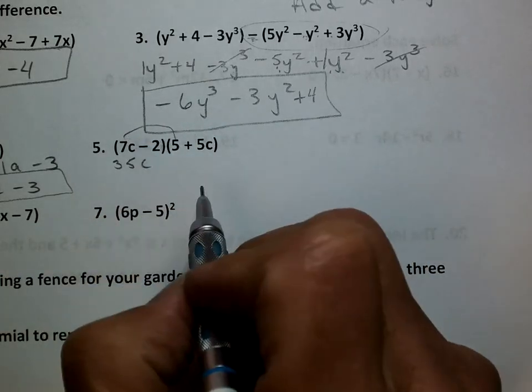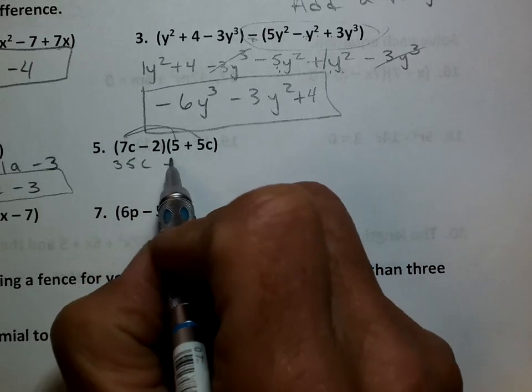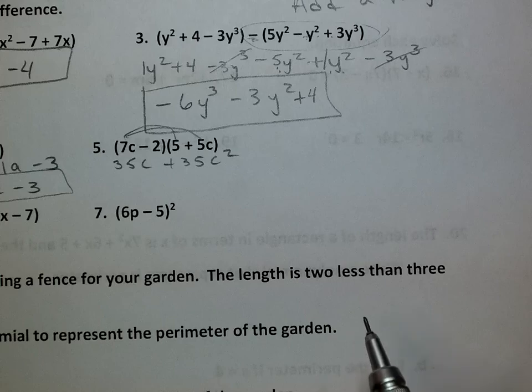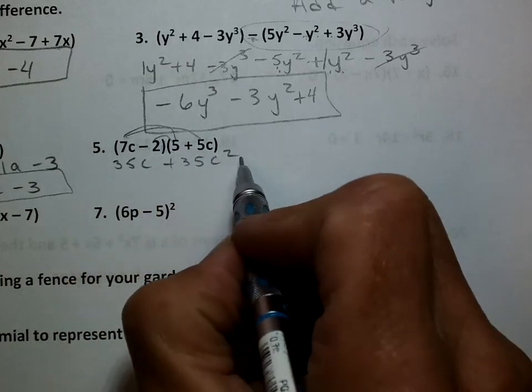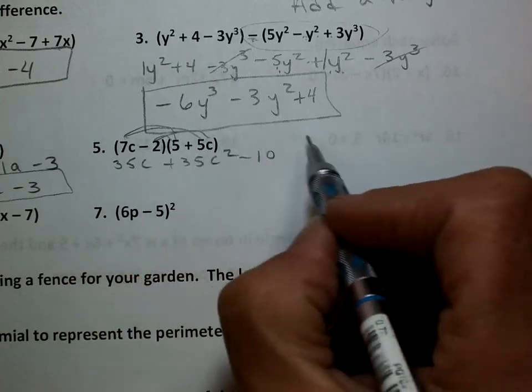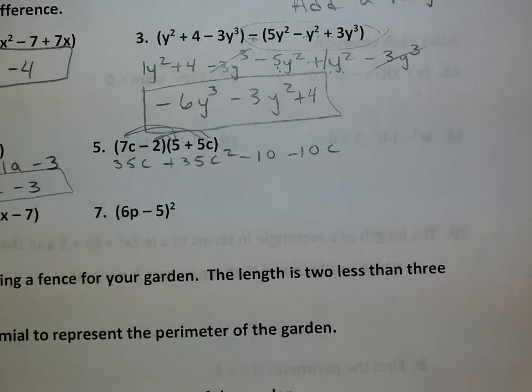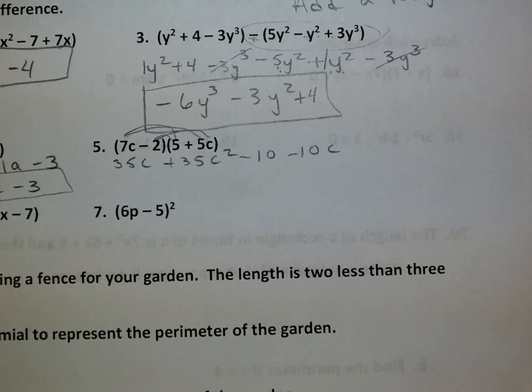35c plus a 35c squared minus 10 minus 10c. Okay, now we want to tidy this up a little bit, okay? All right, so we're going to tidy it up.